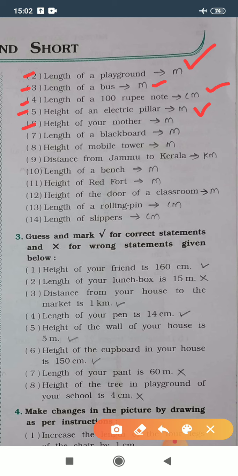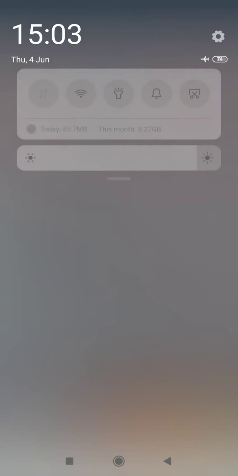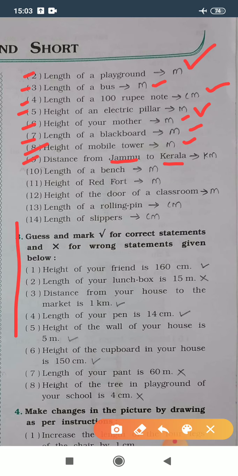Number 6, height of your mother. Again in meter. Number 7, length of a blackboard. The length of a blackboard is also very big, so again in meter. Number 8, height of mobile tower. So the mobile tower is also in meter because it is greater than a building. Number 9, distance from Jammu to Kerala. So from Jammu and Kashmir to Kerala, that means from north to south, we calculate in kilometer.